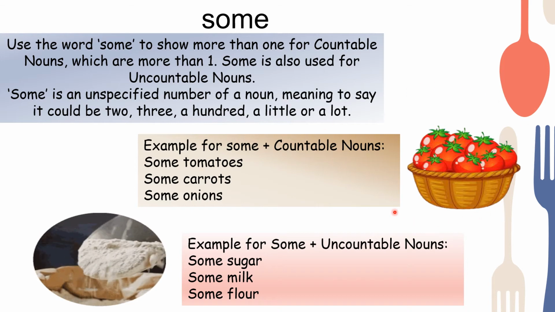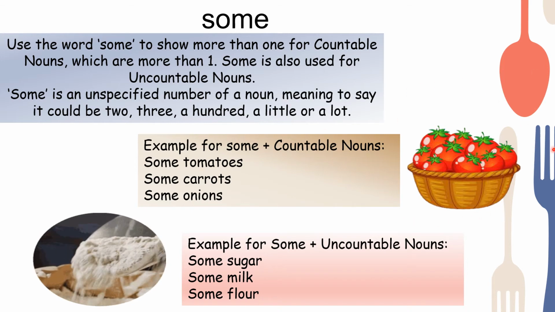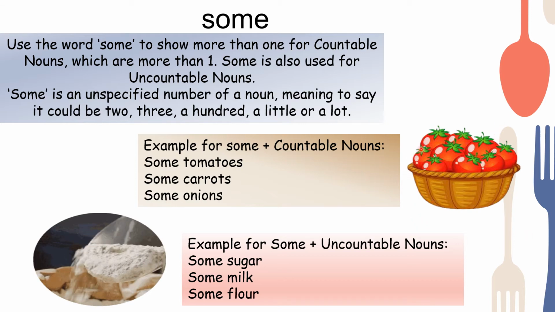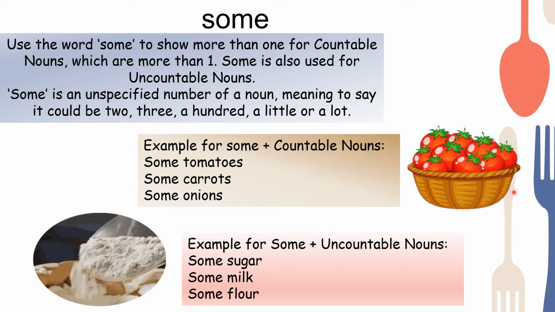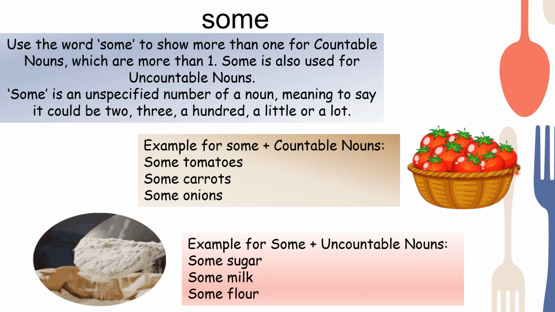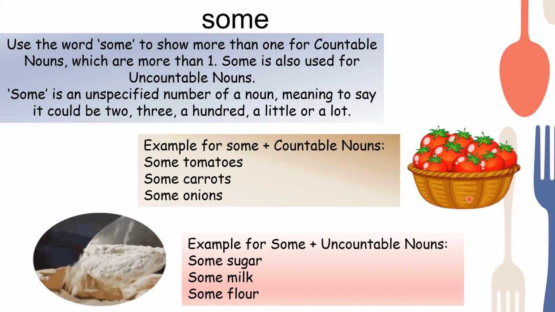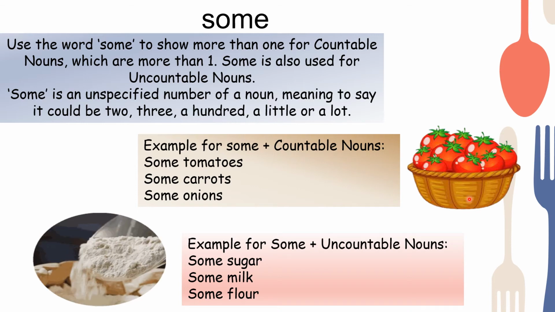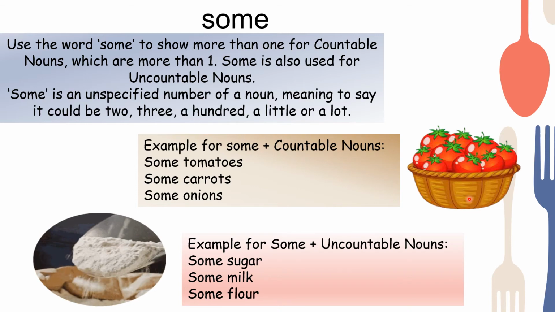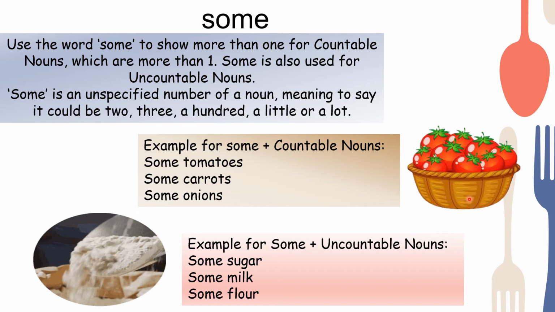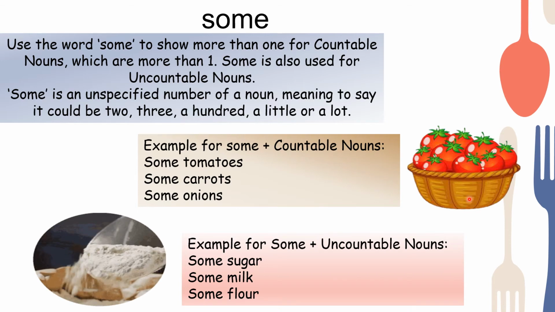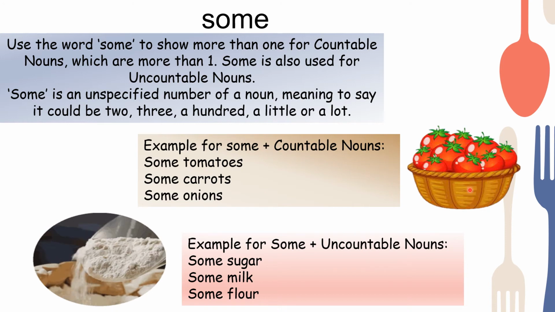Let's have a look at the example of a picture here. This picture is a picture of a basket of tomatoes. Do you know how many tomatoes are there in this basket? I'm sure your answer is no. So since we do not know the number of tomatoes in this basket, we can simply replace the number with the word some, and we can go as some tomatoes.